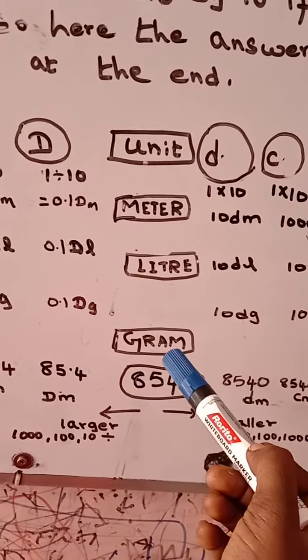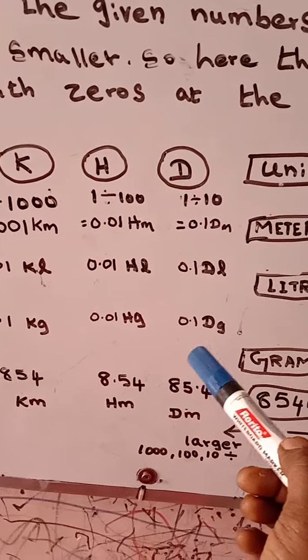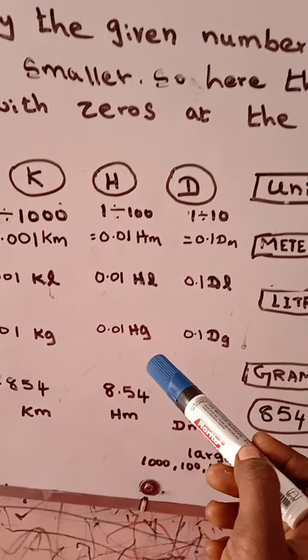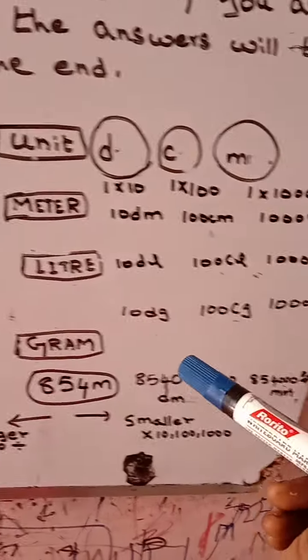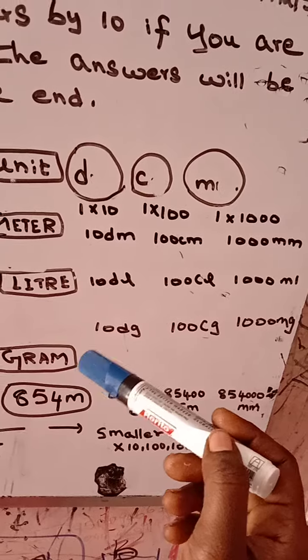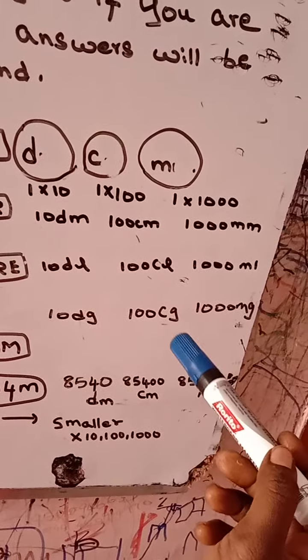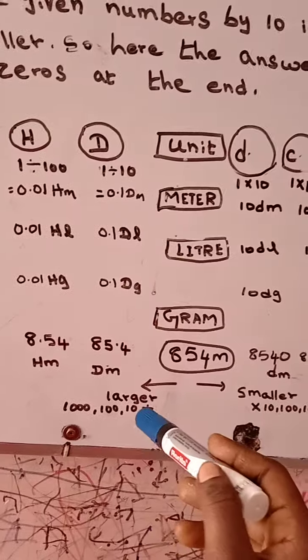And the last unit is the gram. And moving towards the larger unit, it will become 0.1 decagram and 0.01 hectagram and 0.001 kilogram. And towards the smaller unit, when you move, the gram will be getting converted into 10 decigram, 100 centigram, and 1000 milligram.